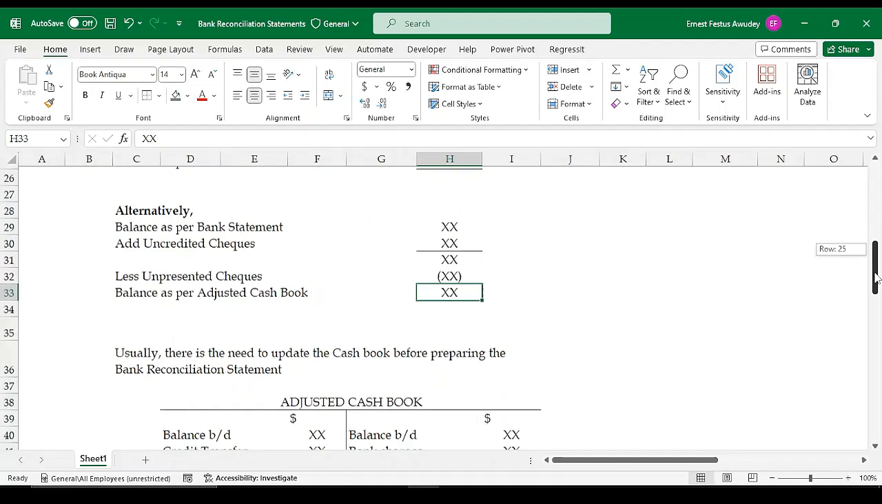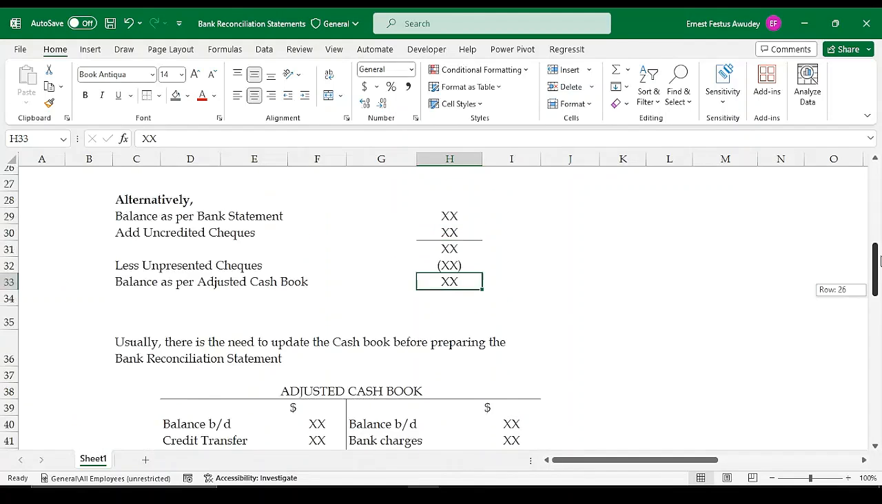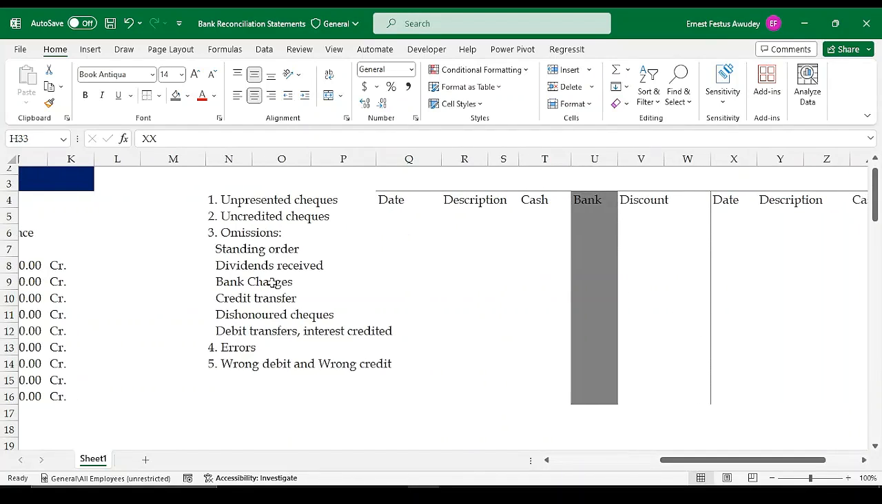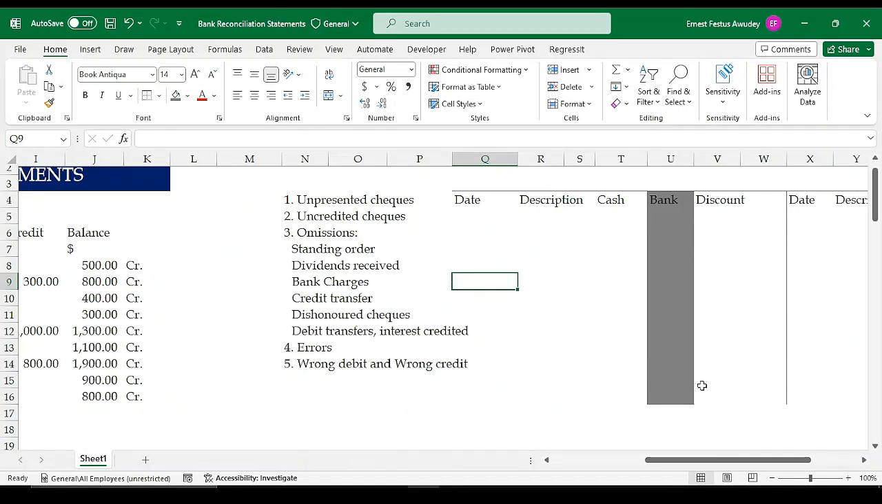Then we are mentioning adjusted cash book or updated cash book. What is the updated cash book and why is it necessary? We have the cash book, and as we said, there are reasons why the cash book will not agree with the bank statement balance. That means there might be omissions within our cash book, which need to be included to get the right balancing figure at the end of the period. So you need to adjust or update the cash book to include those missing items.